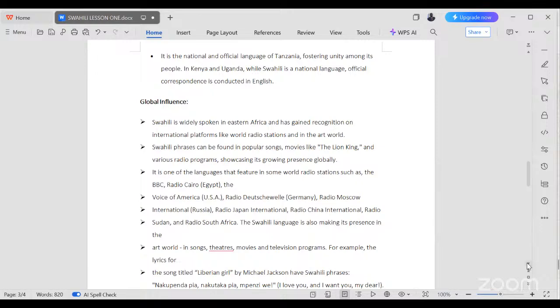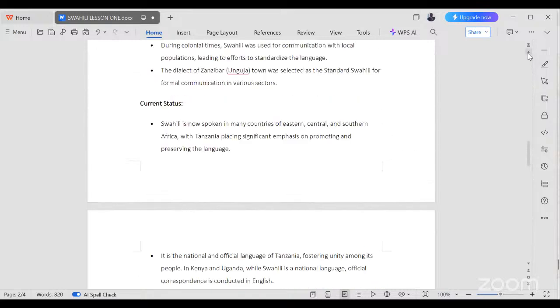Meanwhile, just as a recap, there's a global influence of Swahili, what you're learning today. There are Swahili programs on the radios, for example, what I've mentioned: Voice of Africa, BBC, Radio Cairo, Radio Deutsche Welle, Radio Moscow. There's also Radio Japan International and Radio China. And Swahili is also being used in some songs, for example, Liberian Girl. There are also movies, for example, The Lion King, globally. And there are universities offering Swahili in Japan, China, Russia, America, and other parts.